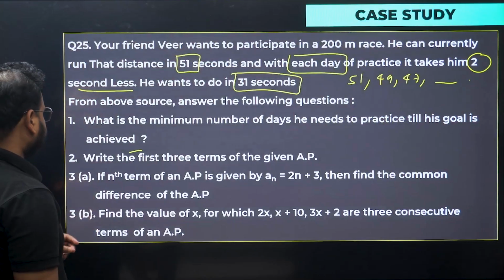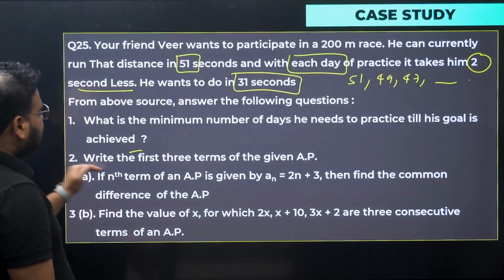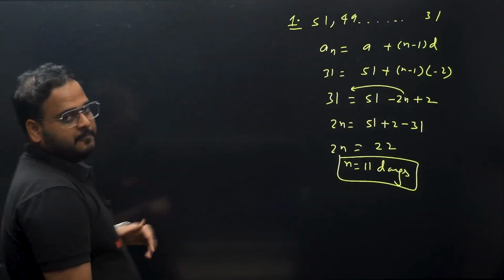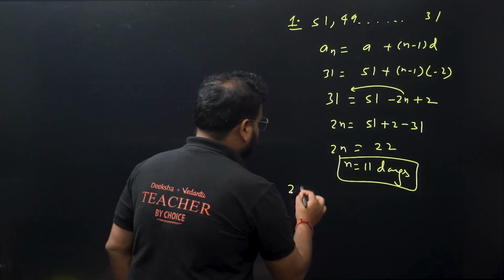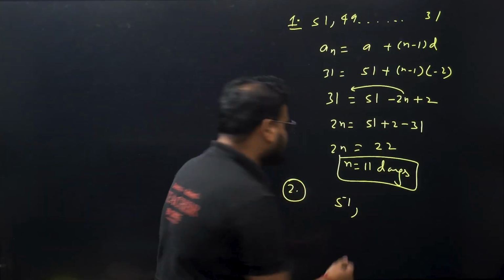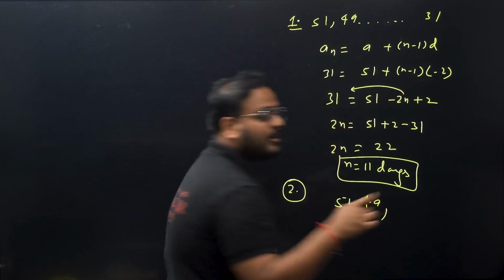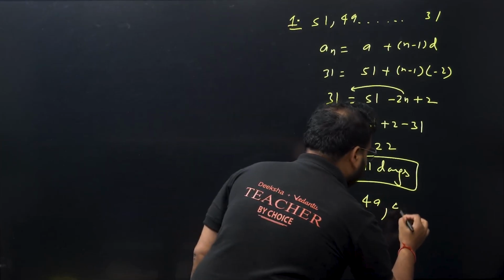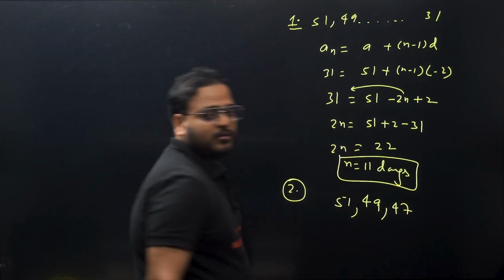Next, the second question is to write the first 3 terms of the AP. Okay, second part. So on the first day he's going to cover it in 51 seconds. Next day, again 2 seconds less, so 49. Next day, again 2 seconds less, so 47. So these are the first three terms of the AP.